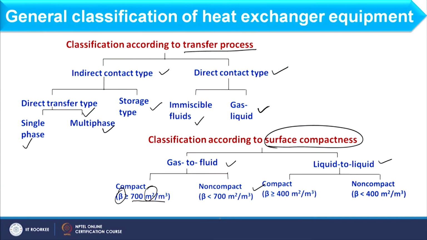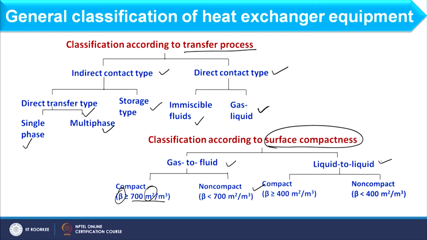For liquid to liquid case, compactness is smaller in comparison to gas, because movement of gas becomes easier in any unit. However, that is slightly difficult for liquid to move, and therefore compactness is less. Compactness is less when I am considering liquid to liquid heat transfer, and in that case compactness should be more than 400 meter square per meter cube. We consider that as a compact unit, otherwise a non-compact unit.